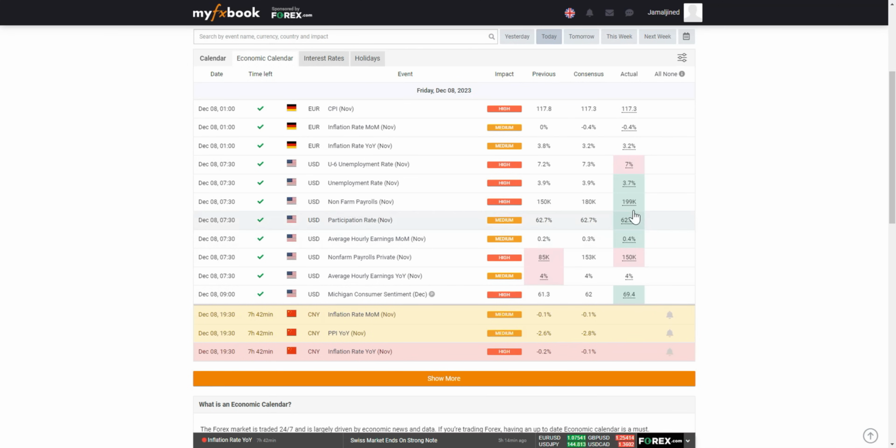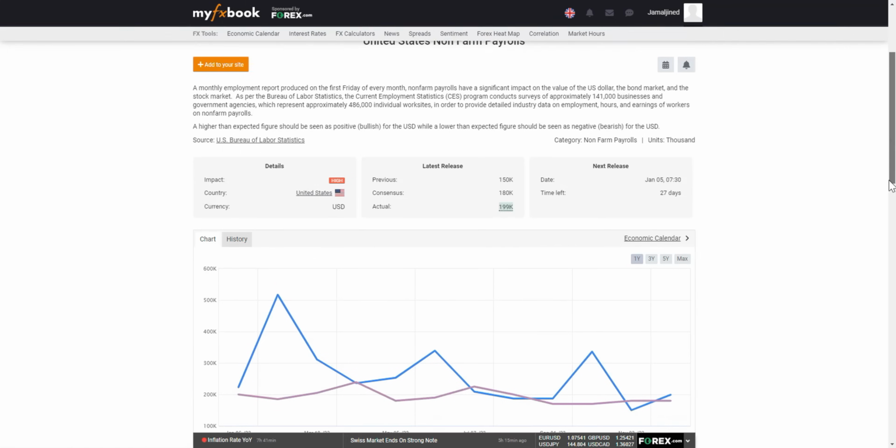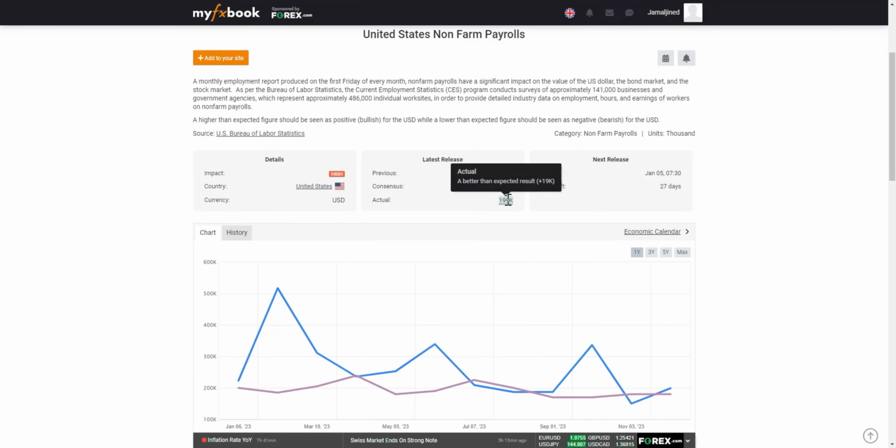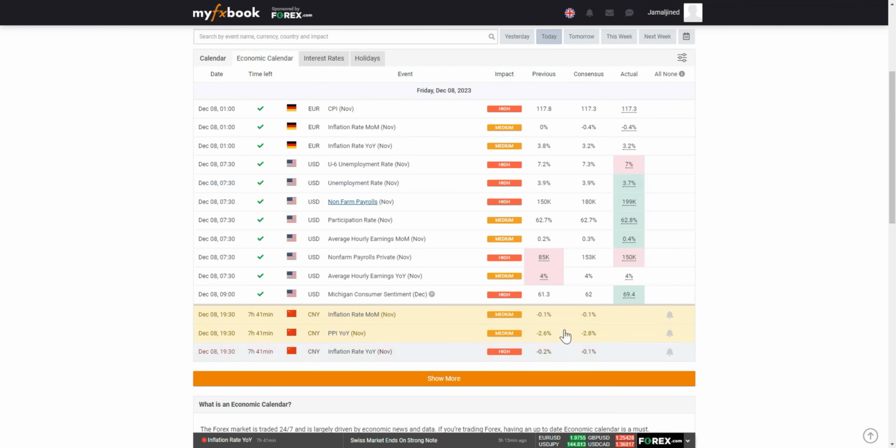So we can see that news came out at 199. Okay, 199. If we touch it, we can see that we have a 199. So what I do is I don't look at the actual versus the consensus or the forecast. What I compare, if you want to know, is the previous, which was the 150K, and I want the actual to be better than the previous news, which makes it better news. I don't care about what they are expecting. I don't care about what their consensus is.